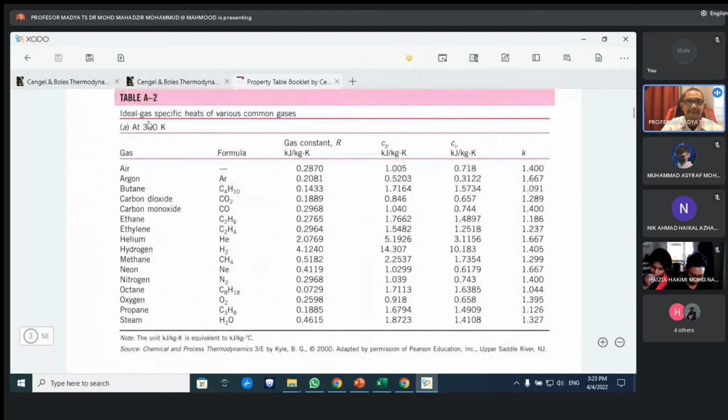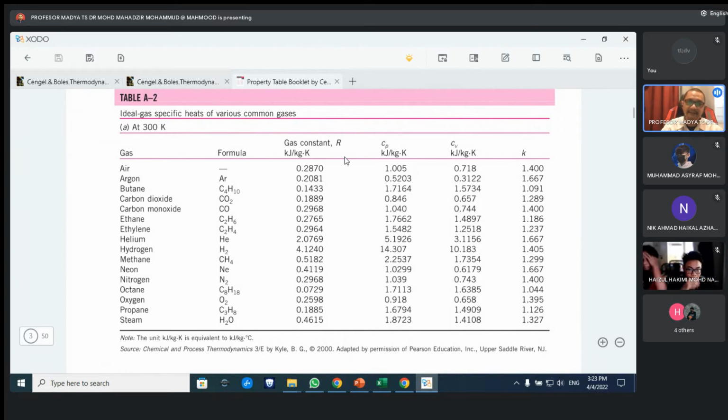So this is the ideal gas. Table A2 is the ideal gas specific heat of various common gases. That means at a temperature of 300 Kelvin. So these are all the results from the experiments that the experts obtained. They put in here the CP and CV for all the substances, and also the gas constant R. That will be covered in part 3.